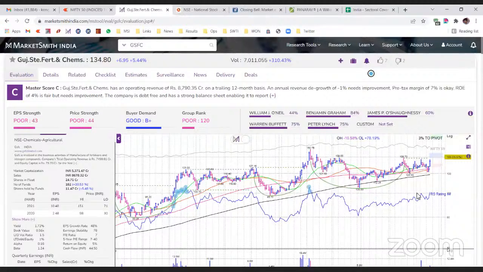And similarly, what Mayuresh was talking about, the budget being supportive of the fertilizer players. Let's see how the stock pans out in the coming time frame.